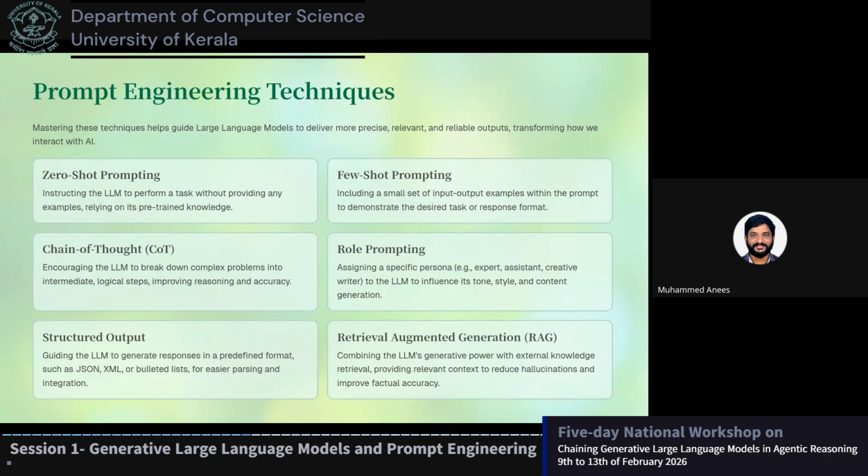So in prompt engineering, we have a lot of techniques. The first one is zero shot prompting. Then we have few shot prompting, then chain of thought prompting, then role prompting. Then we can include structured output, and another technique is called RAG. You may have heard about retrieval augmented generation, right? That is not a prompting technique, but it's a technique related to LLMs. So we will see each technique one by one.